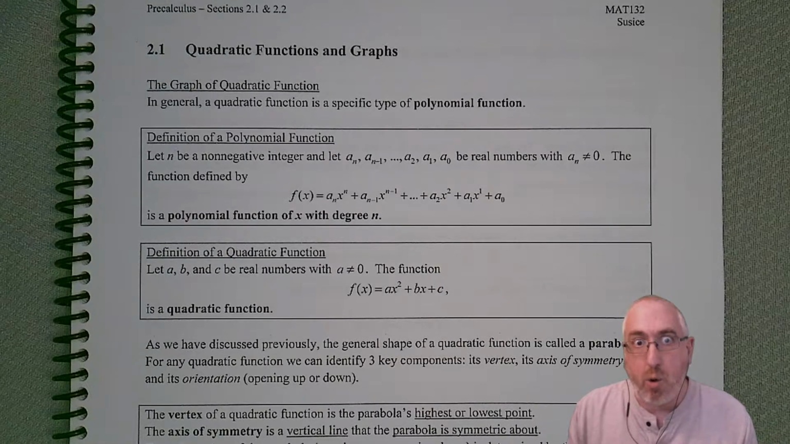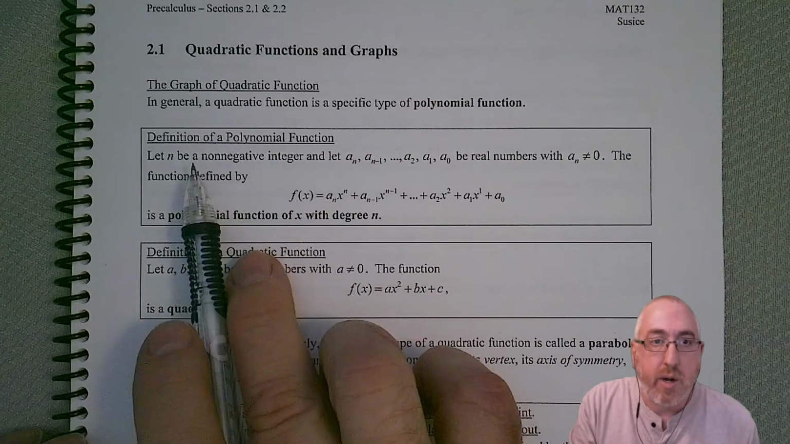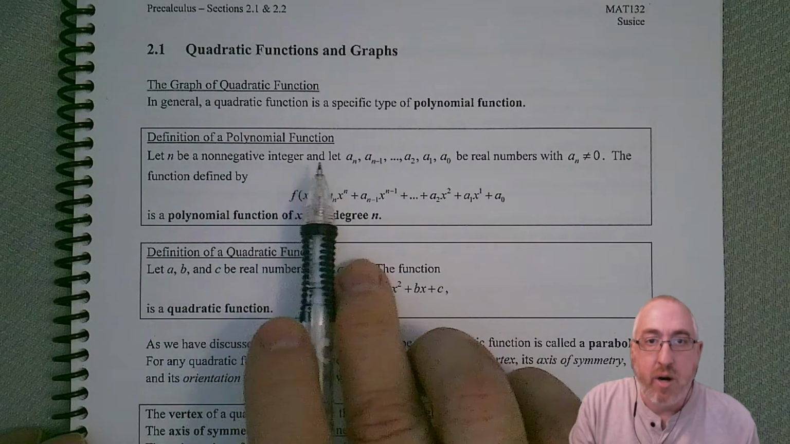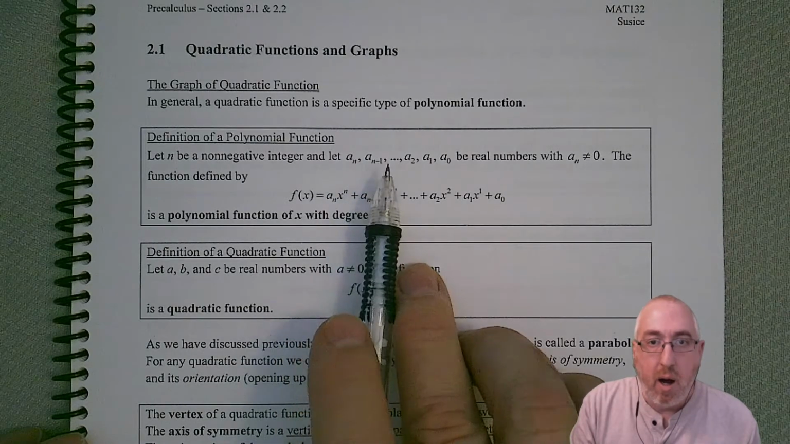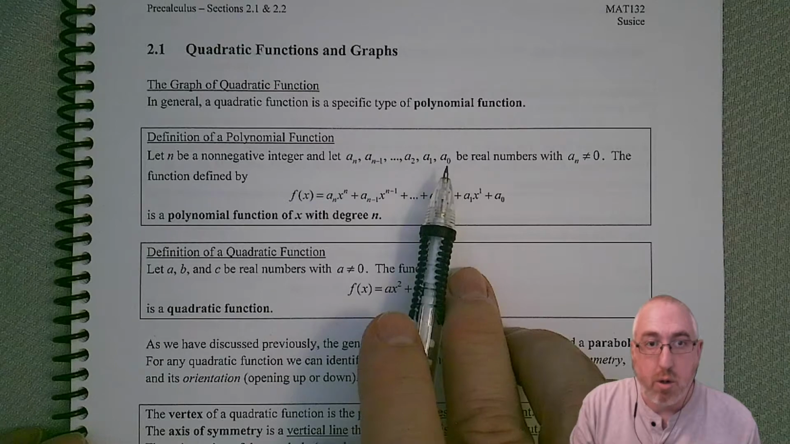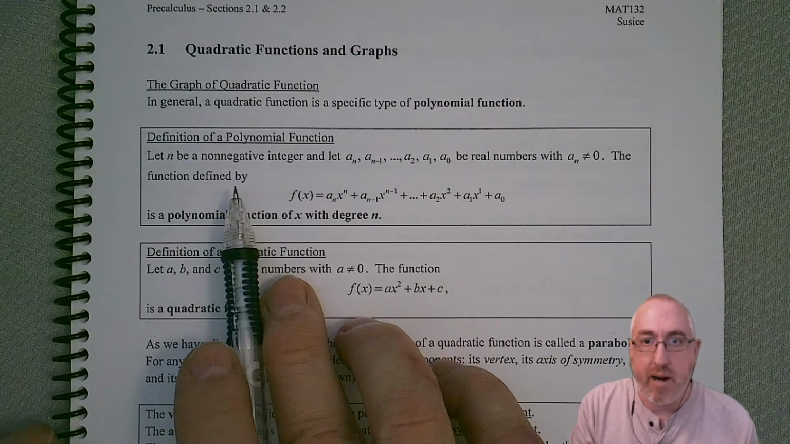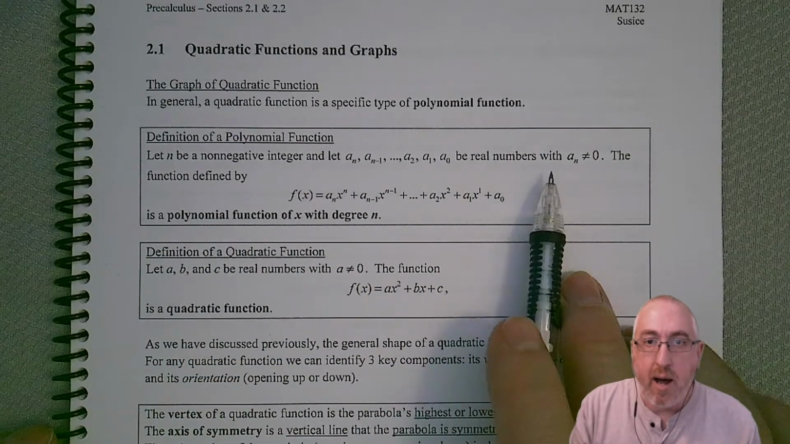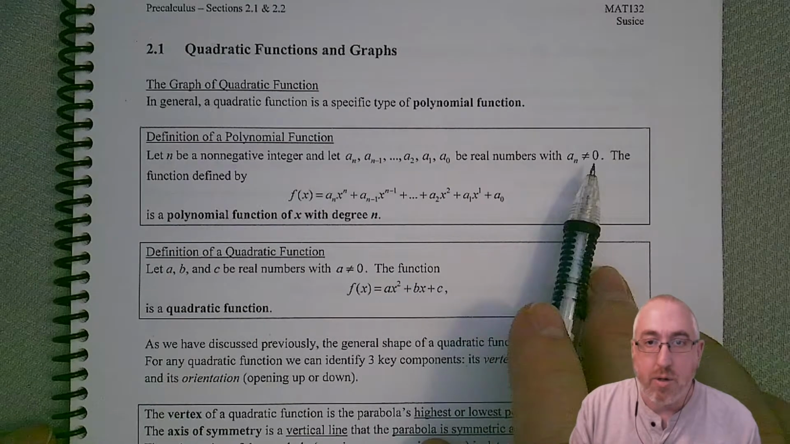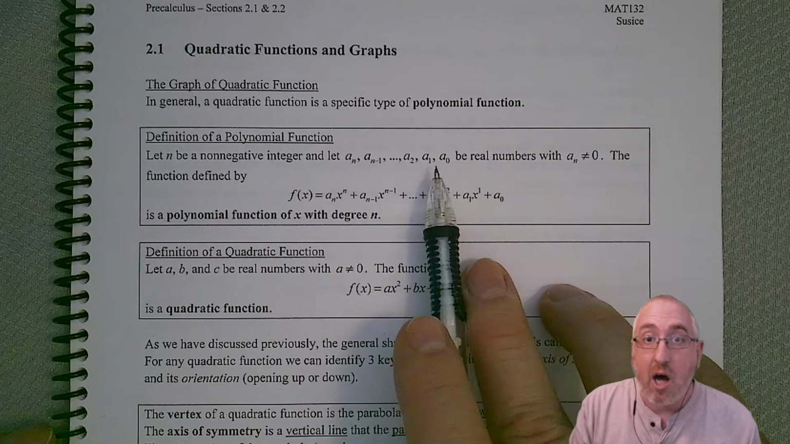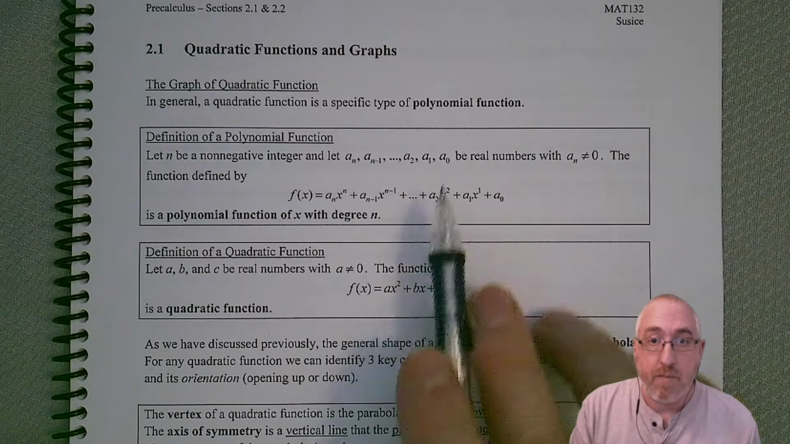So what is a polynomial function? So we have the definition of a polynomial function. So we got n be a non-negative integer and let a sub n minus 1, all the way down to a sub 0. So again, that's why it's non-negative, because 0 is neither positive nor negative. And we want to have all of those be real numbers with a sub n not equal to 0. So we do want to have a constant value in our polynomial function.